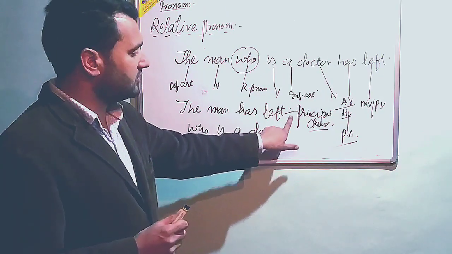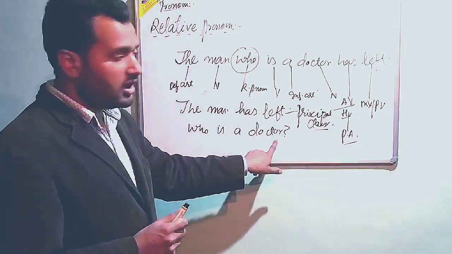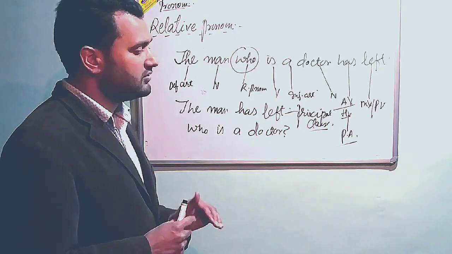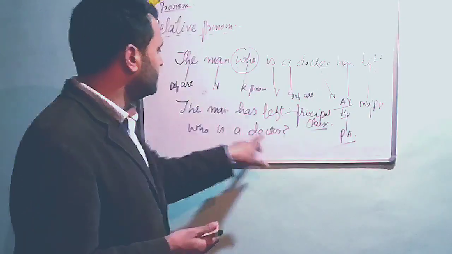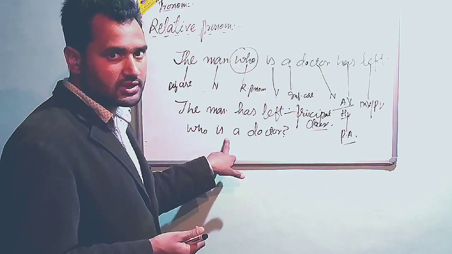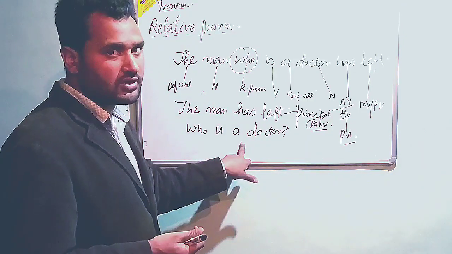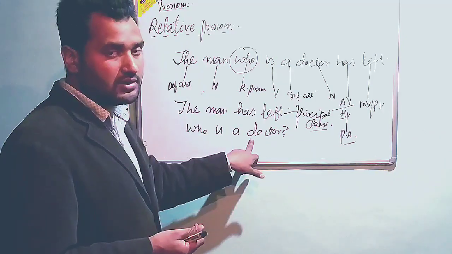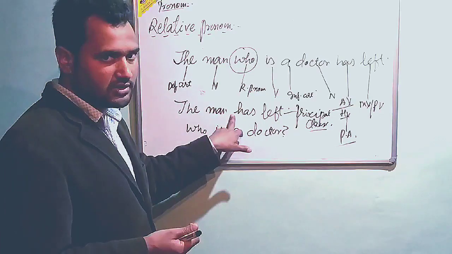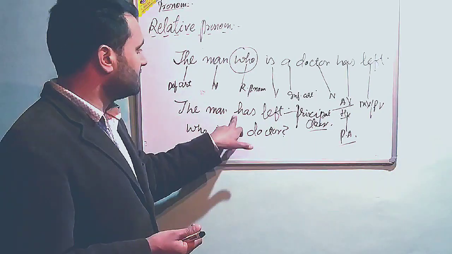This is the principal clause, main clause or independent clause. And this is the subordinate clause, or we can call it the dependent clause. It is dependent on this part, because this part of the sentence is seeking an answer, and the answer lies in the other sentence. So this is a self-sufficient sentence, but this one is seeking something. The question is being raised over here and the answer lies here. So it is dependent on this part.